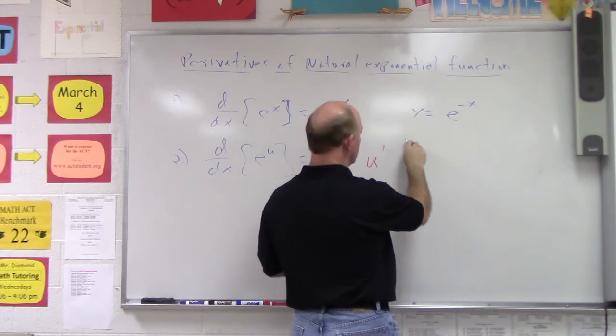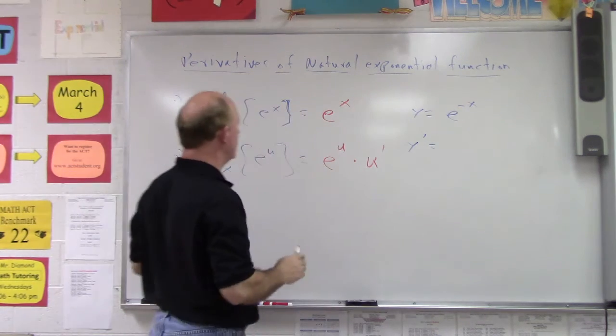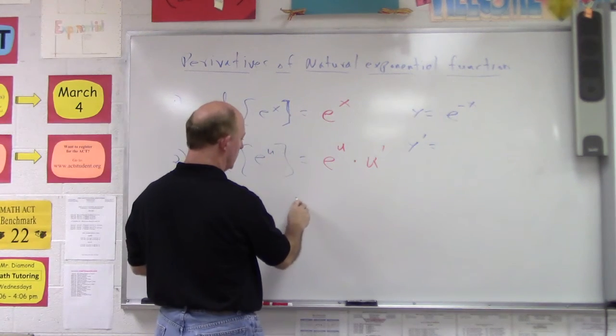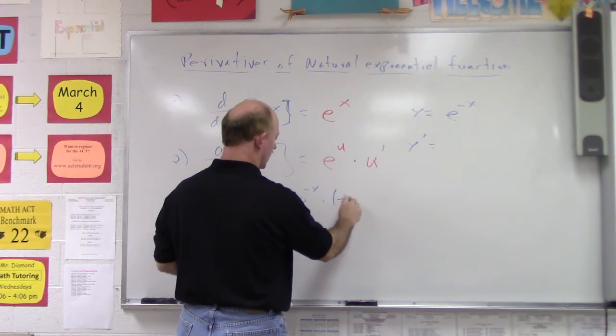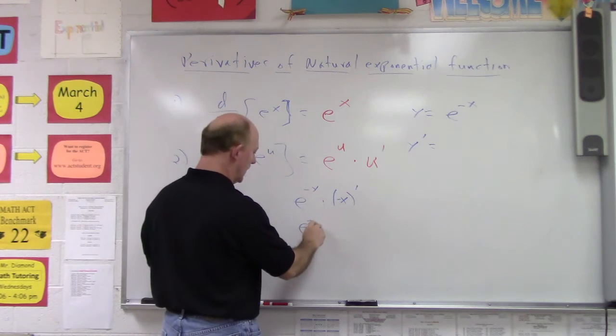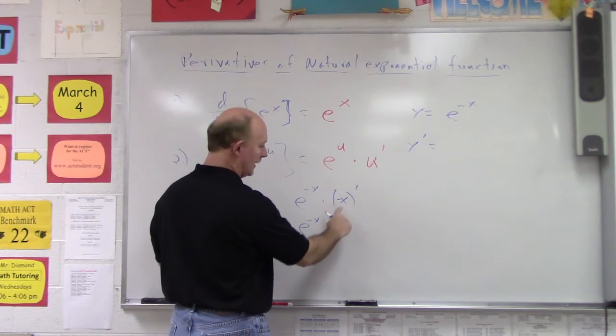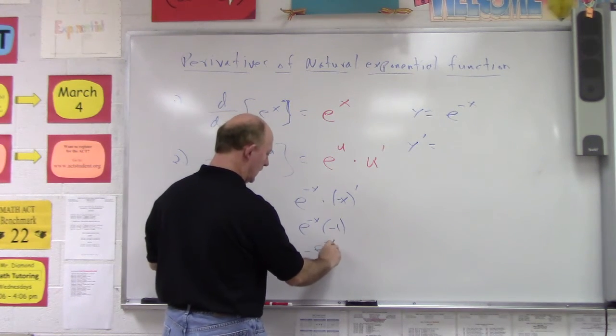Now, when you take the first derivative of e to the negative x, you've got to use the chain rule. This will be e to the negative x times the derivative of negative x. Now the derivative of negative x is negative 1. So this is negative e to the negative x power.